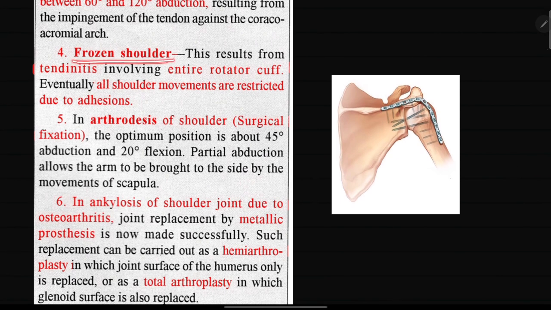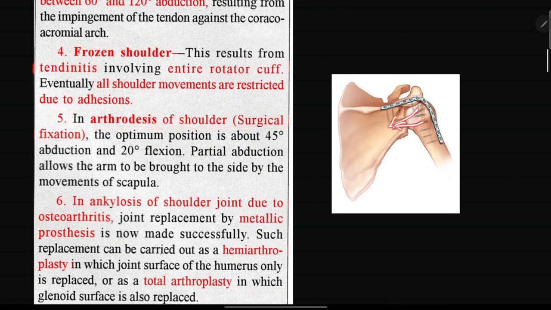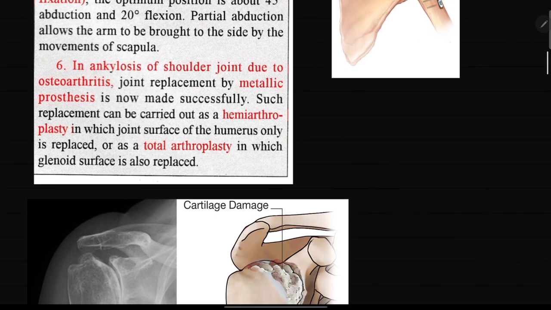Next, frozen shoulder. Frozen shoulder is actually the tendinitis of all rotator cuff muscles, in which all shoulder movements are restricted. And the fifth one is arthrodesis of the shoulder joint, which means surgical fixation. You can see they fix the shoulder joint, they don't allow it to move. Surgically they will nail the shoulder joint here, at about 45-degree abduction and 20-degree flexion. In that position they will do arthrodesis.